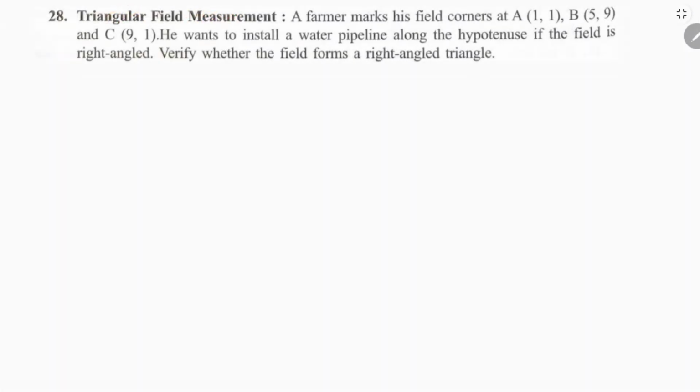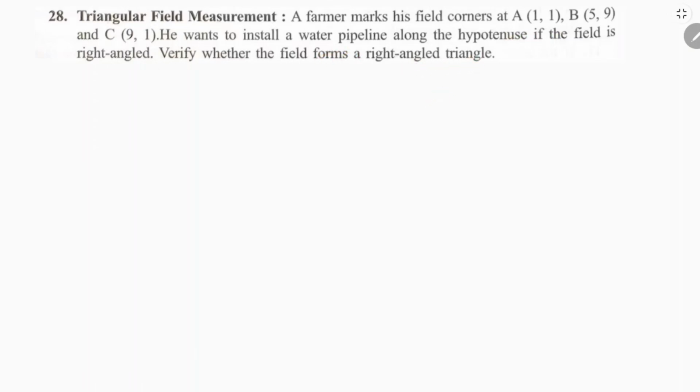Triangular field measurement. A farmer marks his field corners at A (1, 1), B (5, 9) and C (9, 1). He wants to install a water pipeline along the hypotenuse if the field is a right angle. Verify whether the field forms a right angle triangle or not.